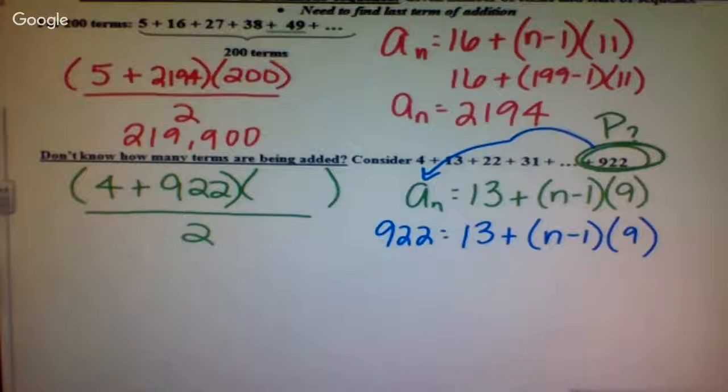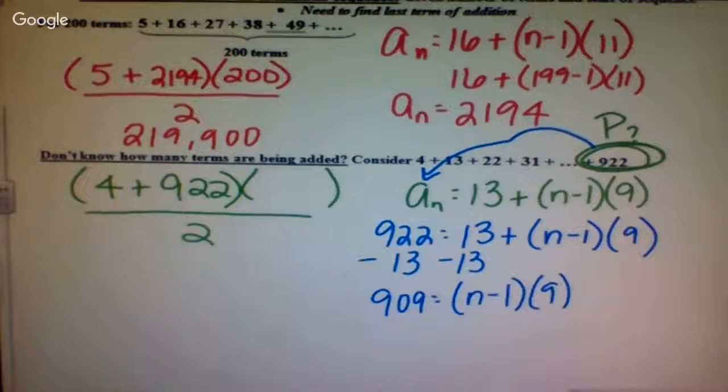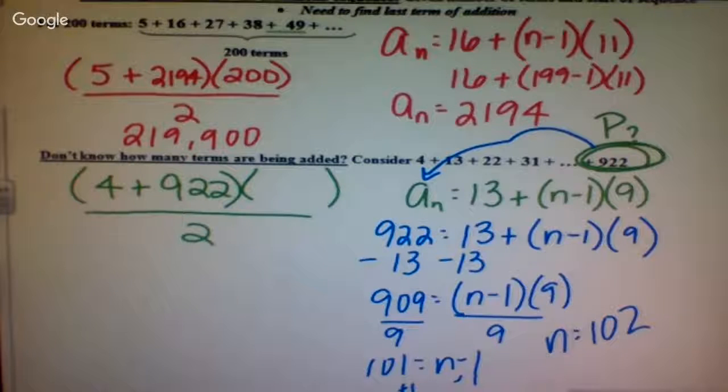I need to get n by itself. Distribute 9? Don't even worry about that, because you're just going to undistribute it later. Subtract 13. So watch the shortcut I give you here. What's 922 minus 13? 909 equals n minus 1 times 9. Normally you were taught to distribute this. Well, we just need to get rid of it. If it's being multiplied, we need to divide by 9. So we get 101 equals n minus 1. Add 1. So n equals 102. So this number right here is P sub 102.